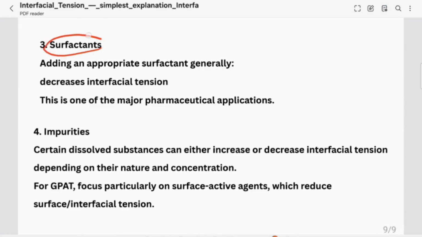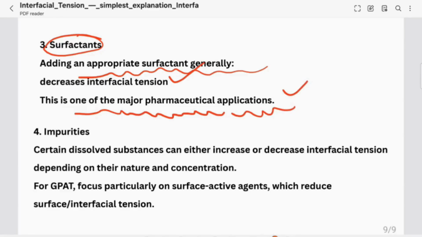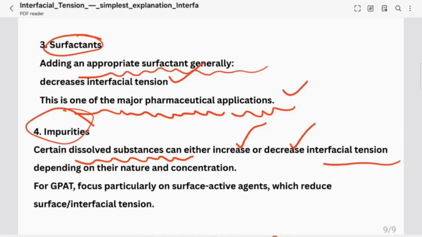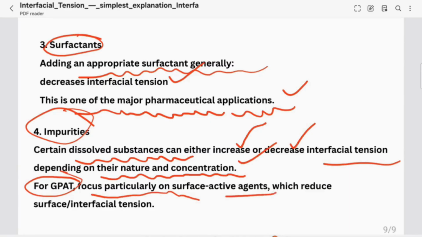Then surfactants. Adding an appropriate surfactant generally decreases the interfacial tension. This is one of the major pharmaceutical applications. Then impurities. Certain dissolved substances can either increase or decrease the interfacial tension depending on their nature and concentration. For GPAT purposes, focus particularly on the surface active agents, which reduce surface and interfacial tension.